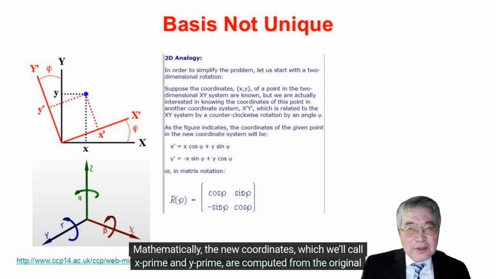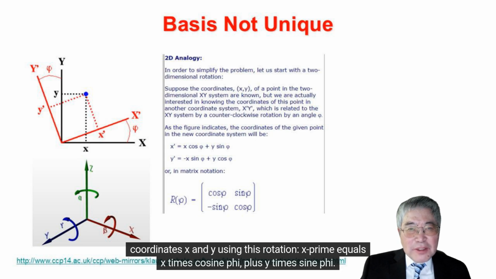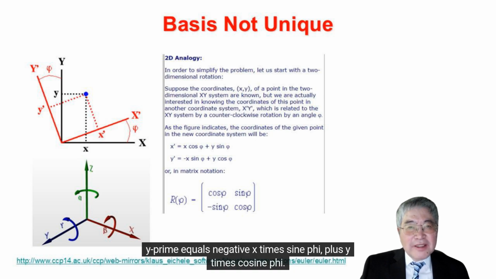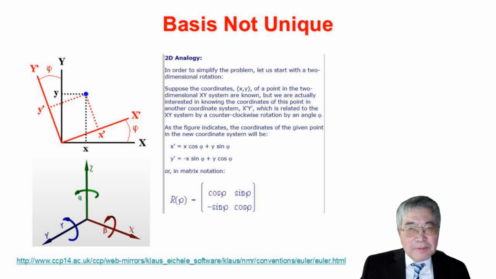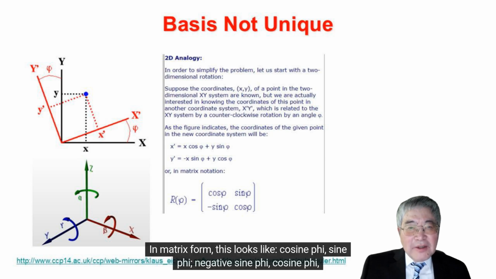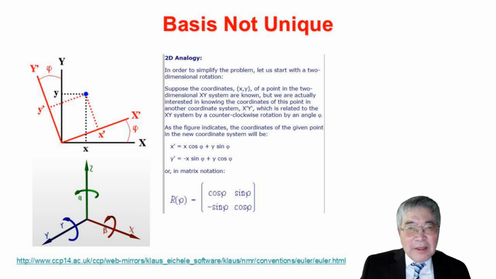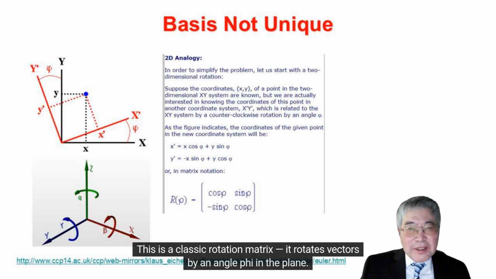Mathematically, the new coordinates, which we'll call x prime and y prime, are computed from the original coordinates x and y using this rotation. X prime equals x times cosine phi plus y times sine phi. Y prime equals negative x times sine phi plus y times cosine phi. In matrix form, this looks like cosine phi, sine phi, negative sine phi, cosine phi. This is a classic rotation matrix. It rotates vectors by an angle phi in the plane.